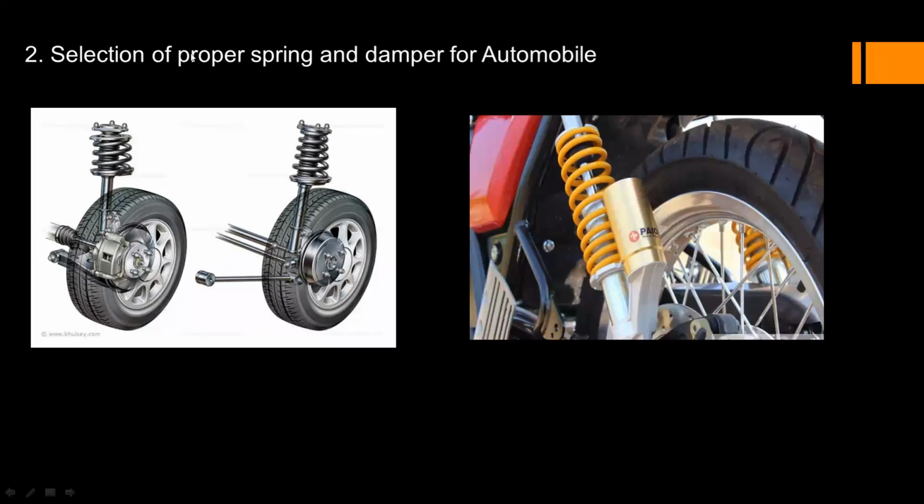The second application is the selection of a proper spring and damper for automobile suspension. In order to reduce the shock transmitted to the rider, we have to design a proper suspension. That is, we should select a proper spring and a proper damper. To design this spring and damper, we should study forced vibration.